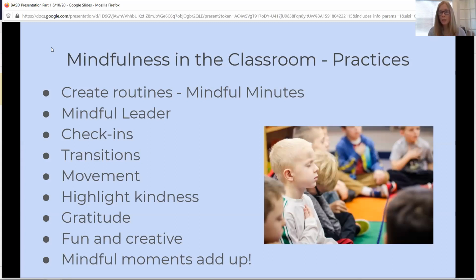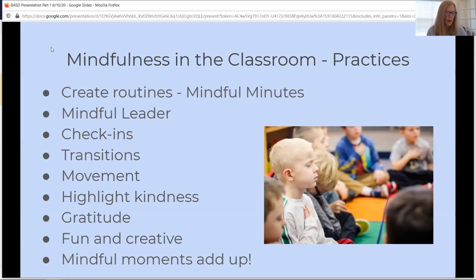During transitions, you can get creative. All right, so let's line up, but let's be so quiet that if the principal was in this room and her eyes were closed, she wouldn't even notice that there were people in here. That's how quiet we're going to do it. Or, as we walk down the hall, see how many green things you can find. Keep it in your head. And when we get back to the classroom, you can tell me all the green things that you saw.